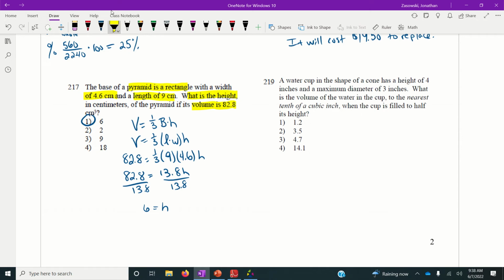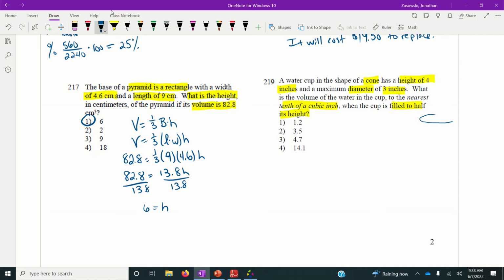So we have a water cup in the shape of a cone. The height is 4, okay, inches. The diameter is 3 inches. What is the volume of the cup to the nearest 1/10 of a cubic inch? So no need to do any conversions, but it has to be filled to half the height. So this is kind of an interesting one.